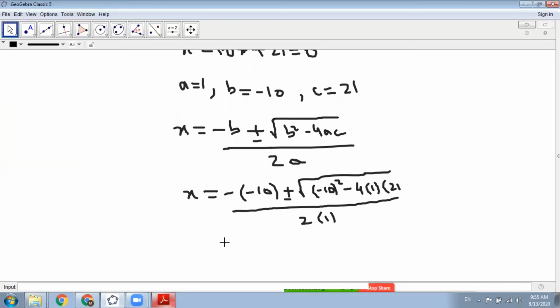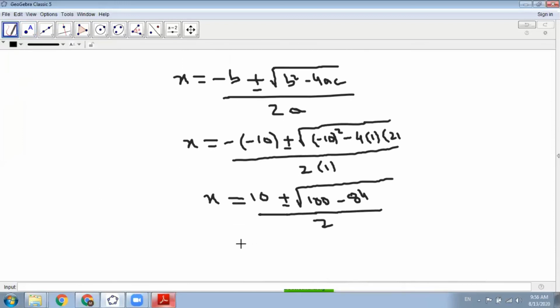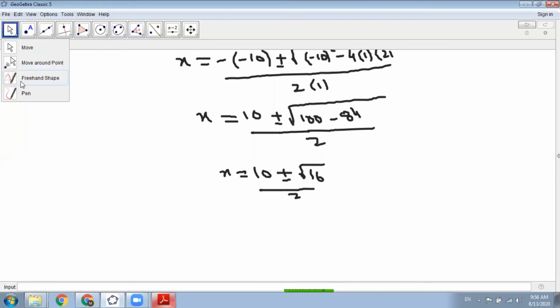Now x equals to 10, because minus minus is plus, plus minus under root minus 10 whole square means 100 minus 4 into 21, it's 84, over 2. Now 100 minus 84 is 16, and we can write x equals to 10 plus minus under root 16 over 2. Now we can further solve it because 16 is a perfect square and the square root of 16 is 4. So you can write 10 plus minus 4 over 2.